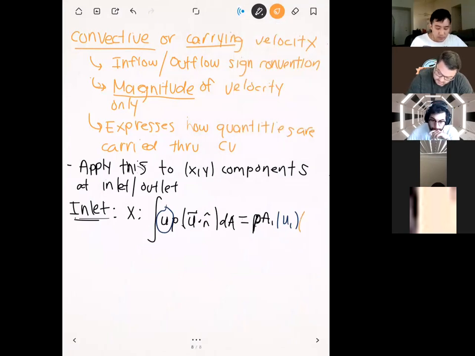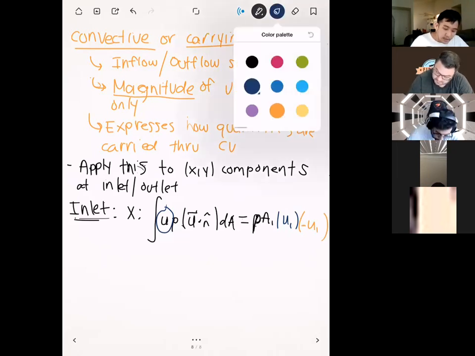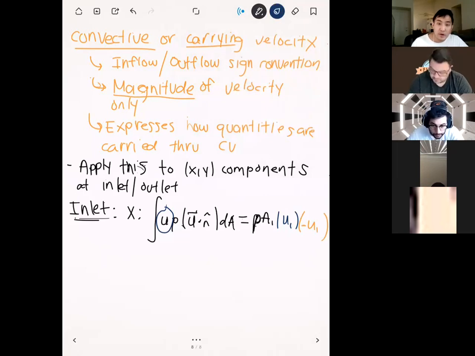And then for the carrying velocity, we're going to input the magnitude of this velocity, which is U1 as well. But for the carrying velocity, we're going to respect the inflow-outflow conventions. And since this is an inflow, we're going to put a negative right there. And so we have a positive U1 for the momentum velocity and a minus U1 for the carrying velocity. So that's the X component. Now let's do the Y component.